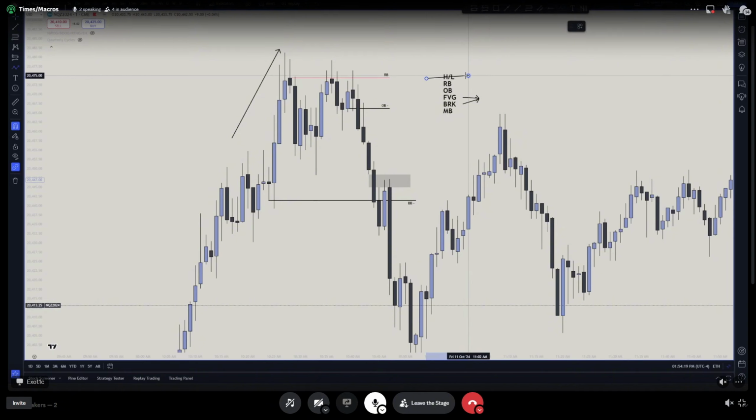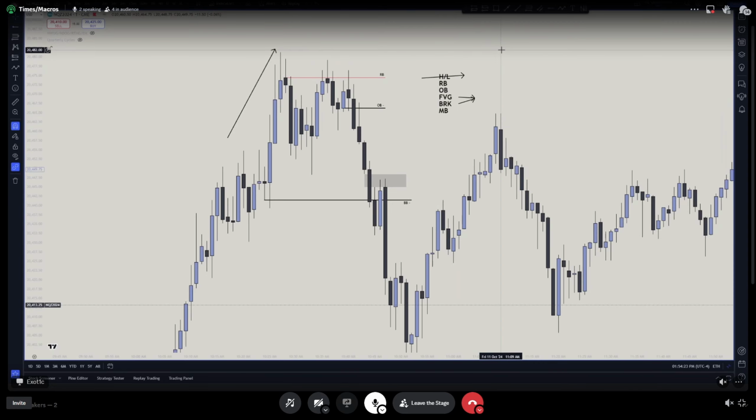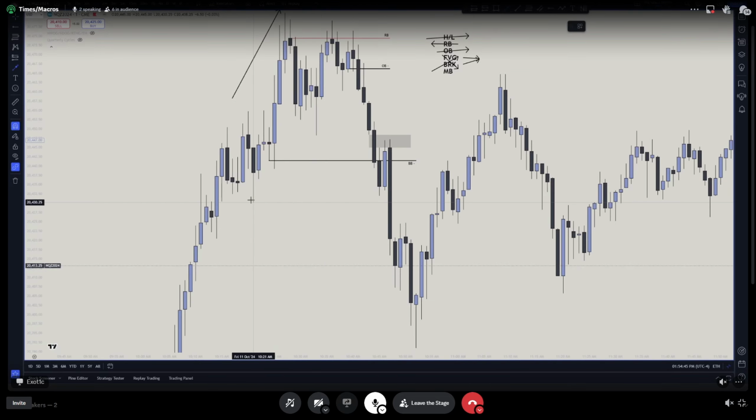So we validated the high and the low. We validated the rejection block here, right? We came in, we got the rejection block here. We validated the order block here, right? We came in and we reacted to this order block here. Now the fair value gap and the breaker, right? What did we just do to these two? We just validated these two, the fair value gap and the breaker right here, right? And your final one is going to be this mitigation block in your market maker sell model.